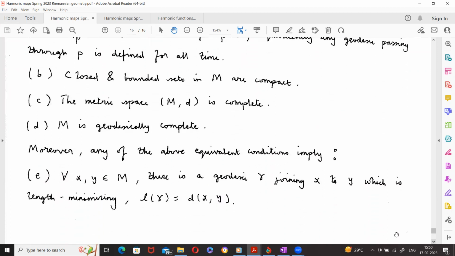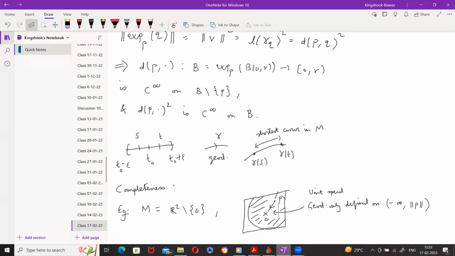And finally, any of these equivalent conditions imply that for any two points X, Y in M, you can join them by a length minimizing geodesic. Okay, so there is a geodesic gamma joining X to Y which is length minimizing. In other words, the length of gamma is equal to the distance from X to Y. So in a complete manifold, we can join any two points by a length minimizing geodesic. See, again, that is not true if the manifold is not complete.